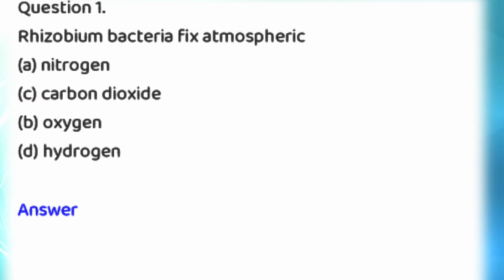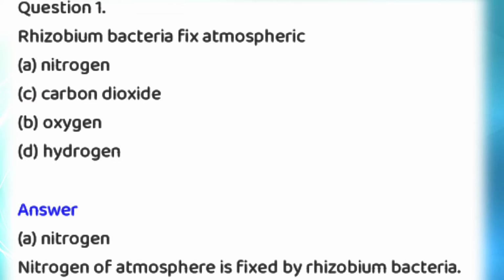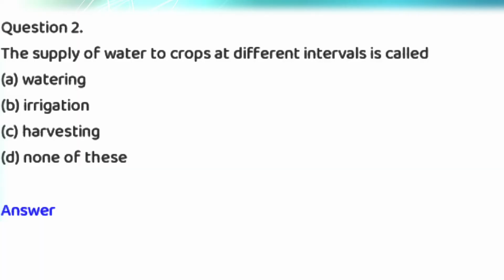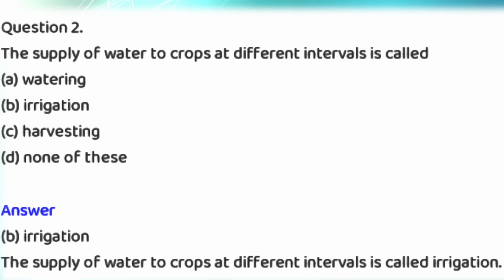First question: Rhizobium bacteria fix which atmospheric gas: nitrogen, carbon dioxide, oxygen, or hydrogen? And the answer is nitrogen. Nitrogen of the atmosphere is fixed by Rhizobium bacteria. Second question: the supply of water to crops at different intervals is called watering, irrigation, harvesting, or none of these? And the answer is irrigation. The supply of water to crops at different intervals is called irrigation.